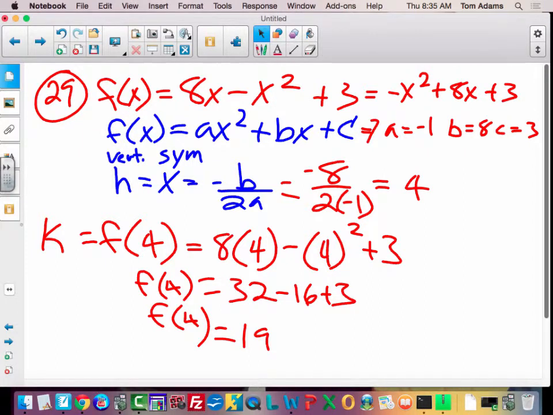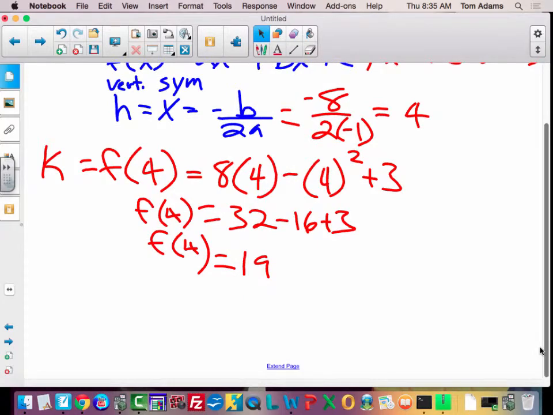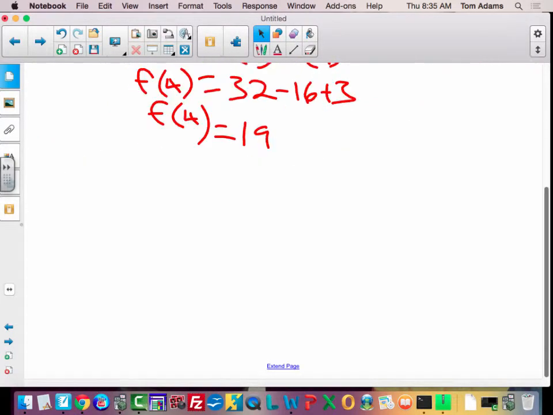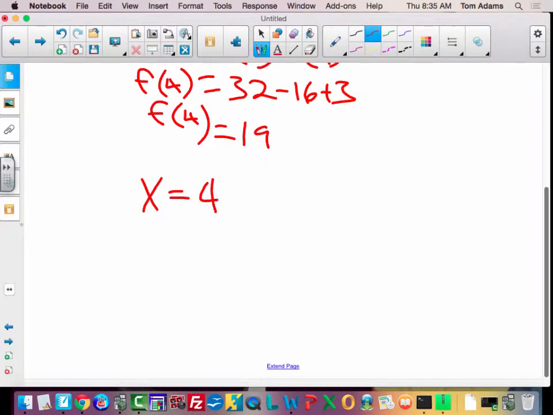Okay. Any questions on that one? Does that make sense? Now this one I did a lot faster. So the question was, what is the axis of symmetry and what is the vertex? Well, the axis of symmetry occurs at x equals 4. Or the axis of the graph is what they call it. And then the vertex occurs at 4, comma, 19.